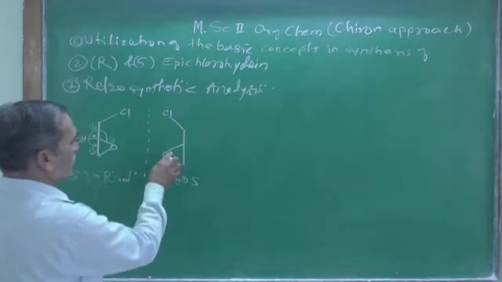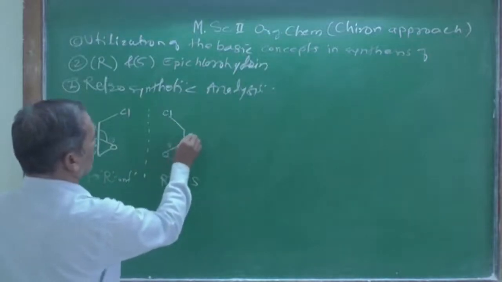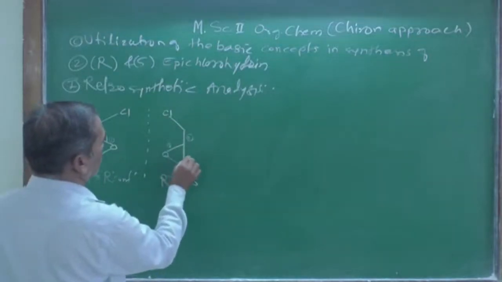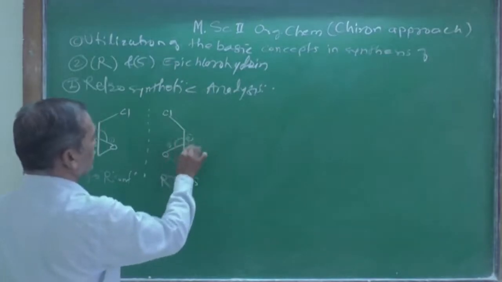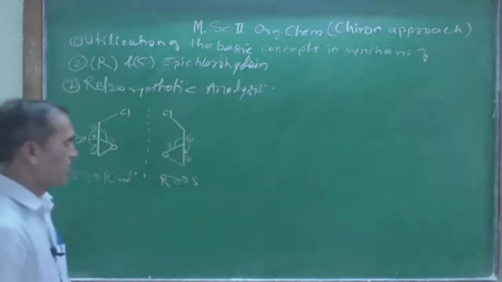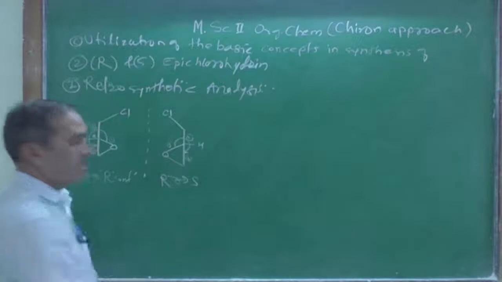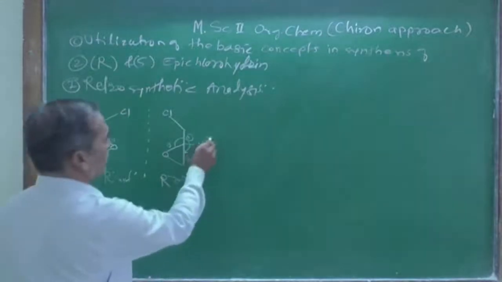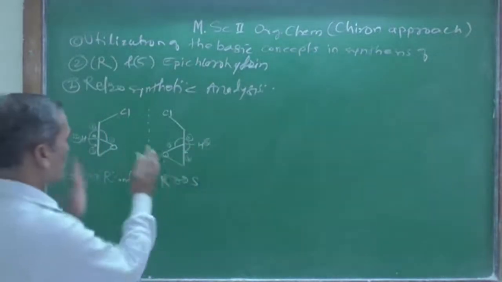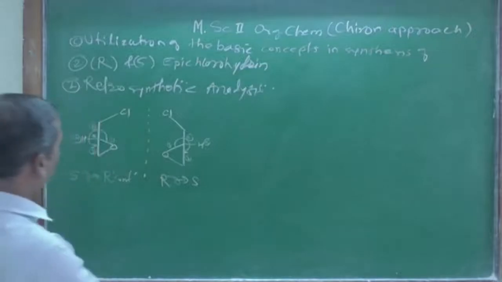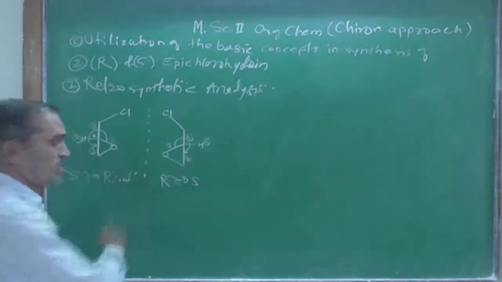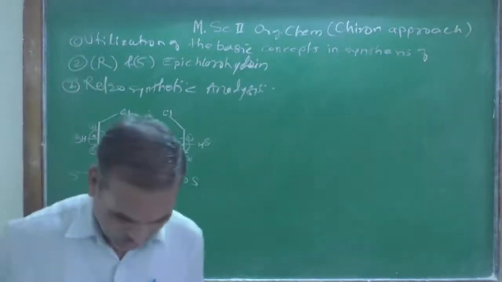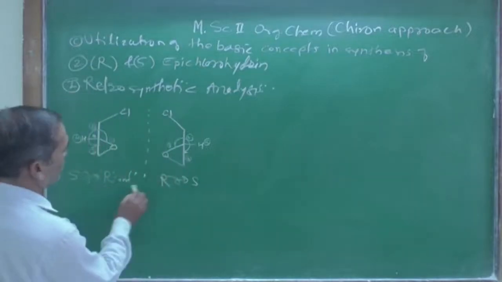Look at how one is here, second is this one, and third is this one. 1, 2, 3, this R changes to S, because the fourth group, the hydrogen atom, is again horizontal, and therefore it is an S configuration. The first one is the R configuration, the second one is the S configuration, and these two are enantiomers.